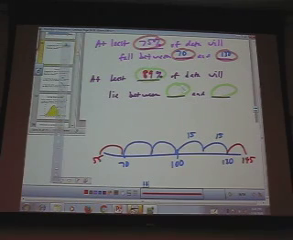Good? So within 3 standard deviations, 55 and 145. Questions? You guys need to check with your neighbors? Okay.